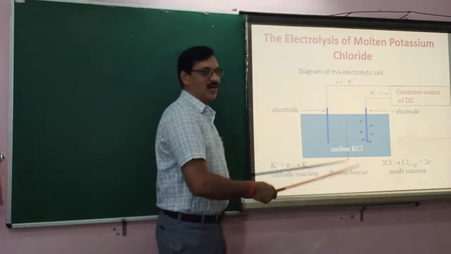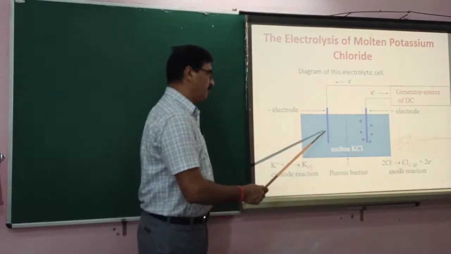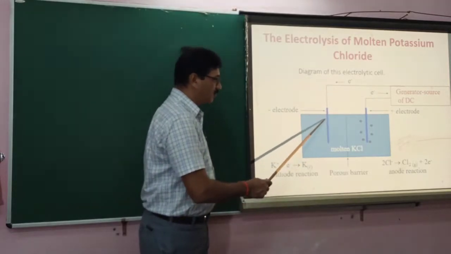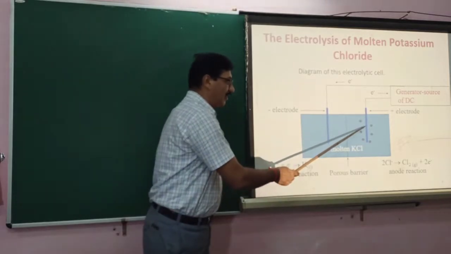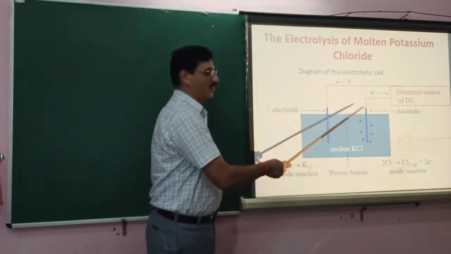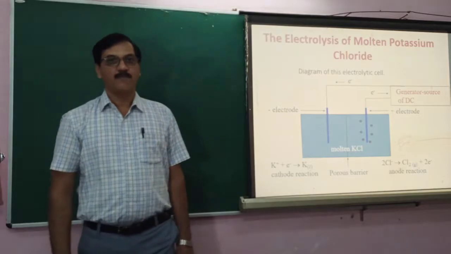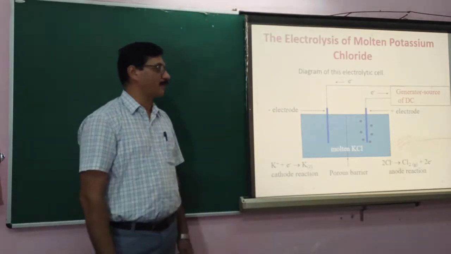the products start forming. We find that potassium gets deposited over this electrode. It becomes thicker and thicker due to the deposition of potassium metal. And here at this electrode, chlorine gas is getting evolved. You can see the bubbles of the chlorine gas. When molten potassium chloride is electrolyzed, we observe this.